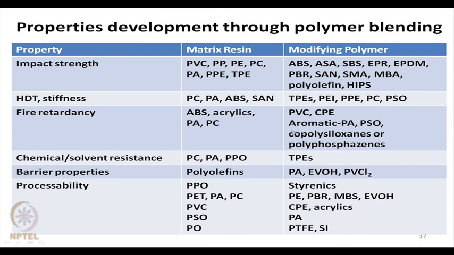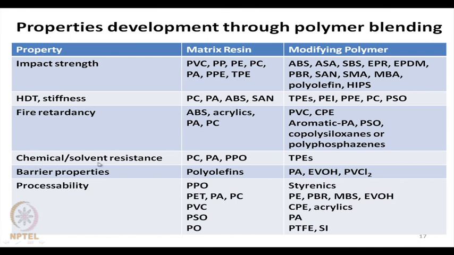So, these polymers are used as an additive to improve the fire retardance property in these matrix resins. When these polymers are used as additive, they are used in a little higher concentration. So, it is better to call them modifying polymers instead of additives.